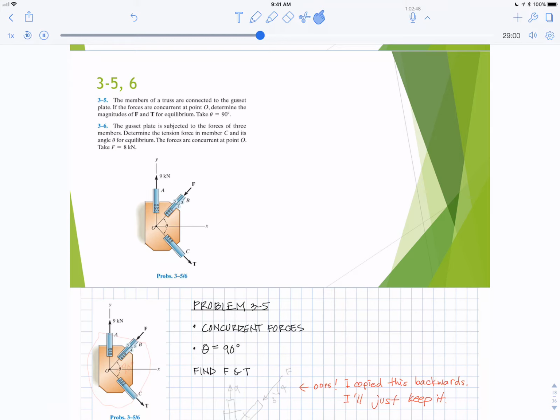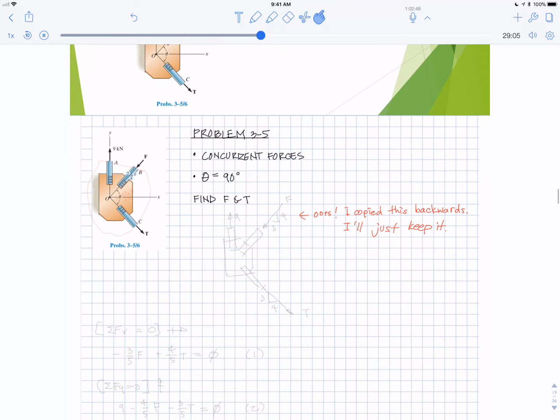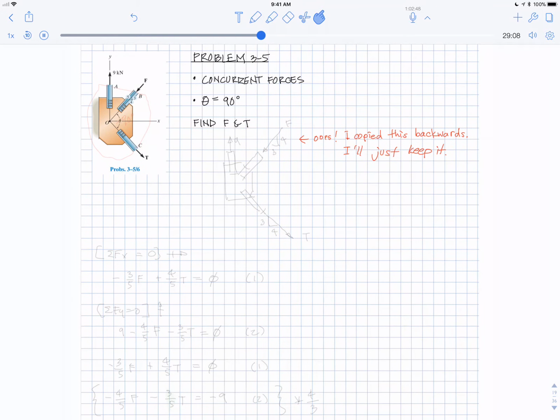Okay, we're going to do more practice. We're going to do problem 3.5 and problem 3.6. So in problem 3.5, these forces are concurrent. And remember, if the forces are concurrent, we can use particle equilibrium. Just look at point O as the particle. And also, we're given that this angle theta here is 90 degrees. So that's nice. They want to find F and T.